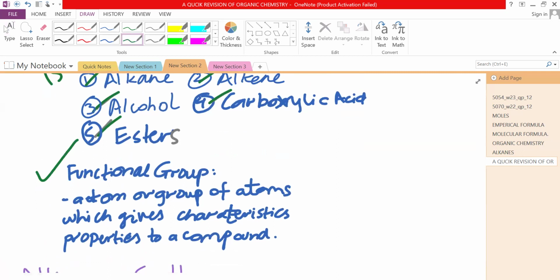Before this, you need to know what is a functional group. Functional group: a group of atoms which gives characteristic properties to a compound. So the functional group definition also comes for 1 mark in P2.